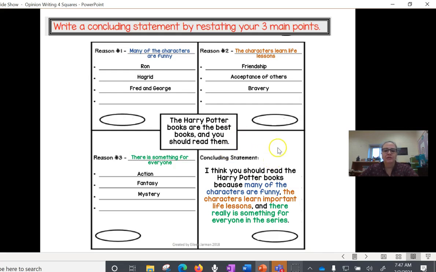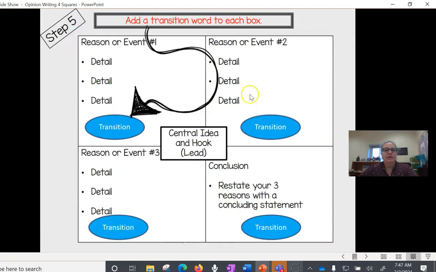So my concluding statement is, I think you should read the Harry Potter books because many of the characters are funny. The characters learn important life lessons. And there's really something for everyone in the series. And then my final step is I'm going to include transition words in each of those boxes. We've learned about transition words before. We know that transition words help our reader go from one idea to the other more smoothly.